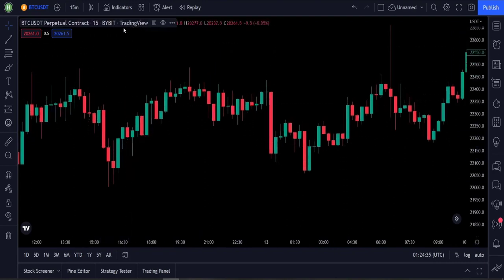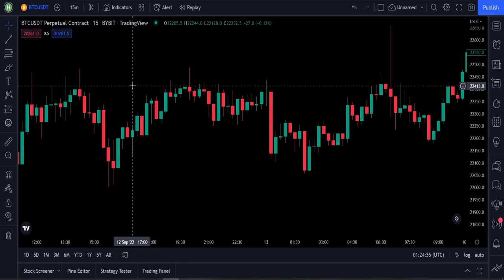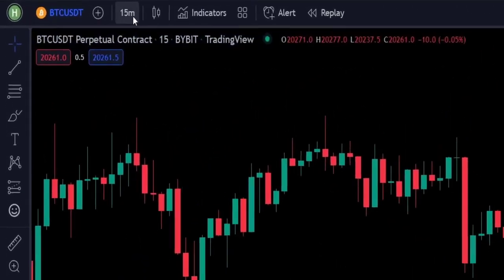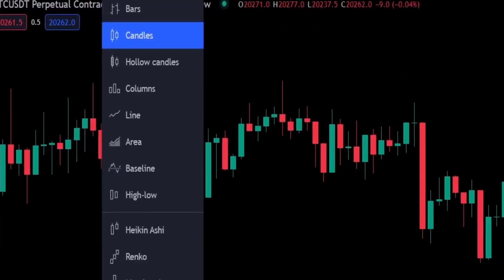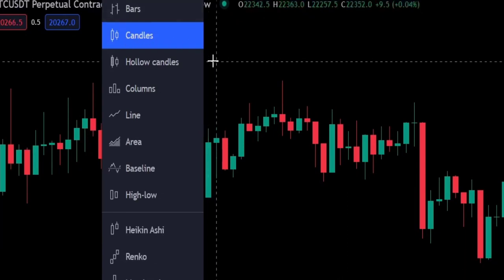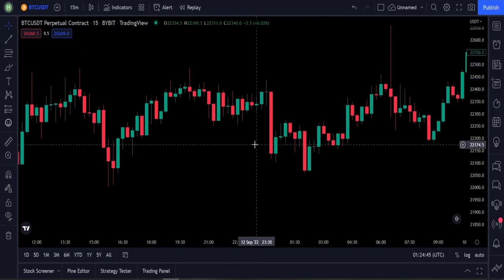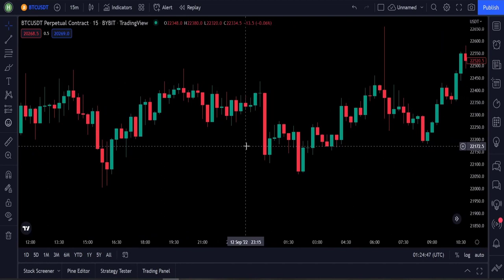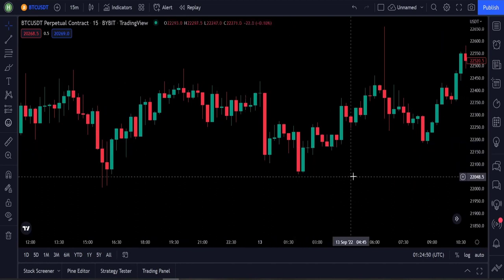So firstly, I'm going to be using TradingView. Regarding the charts on this strategy, I like to use the 15-minute time frame, and we're going to be using the regular candlesticks for this strategy. Now, let's talk about the indicators we're going to use for this strategy. The first indicator we're going to use is called Trend Meter.